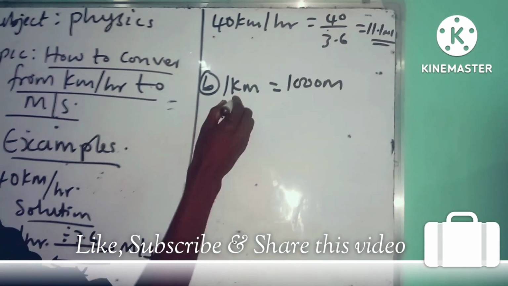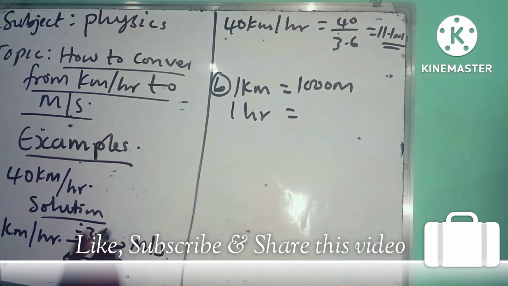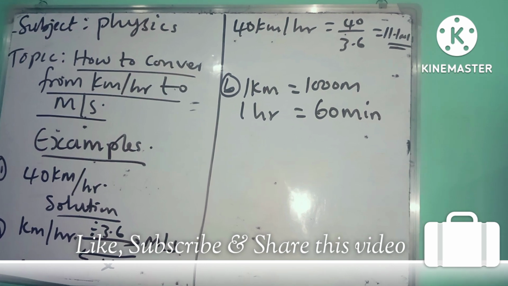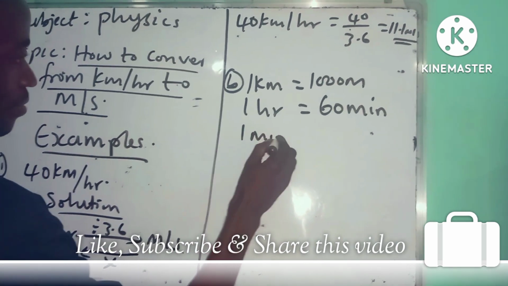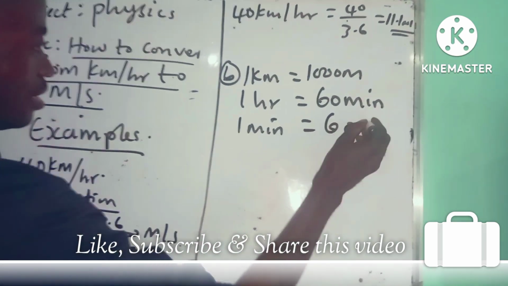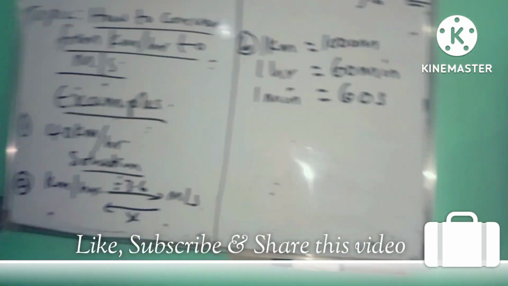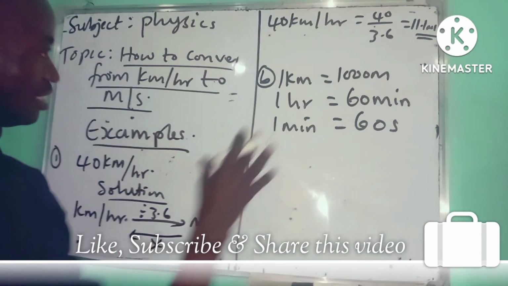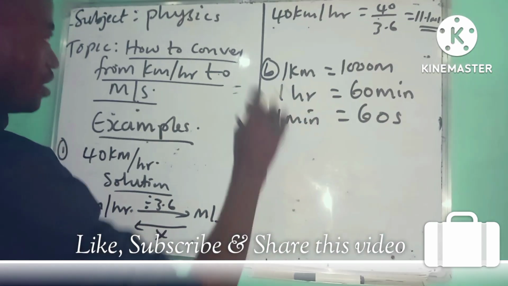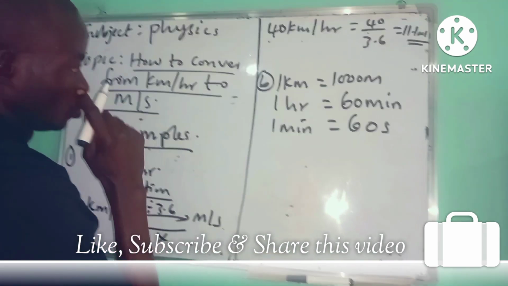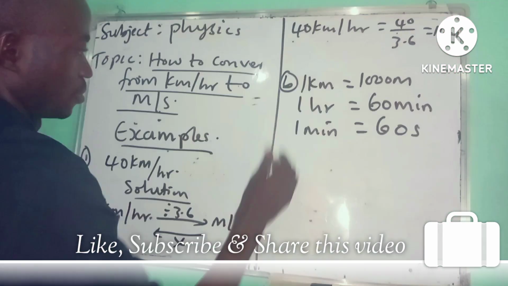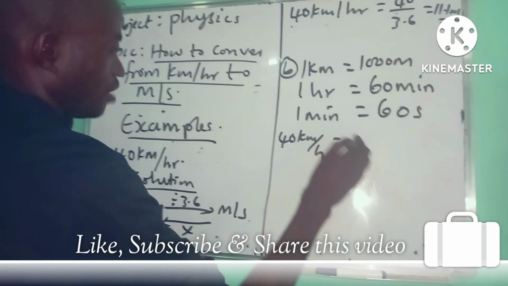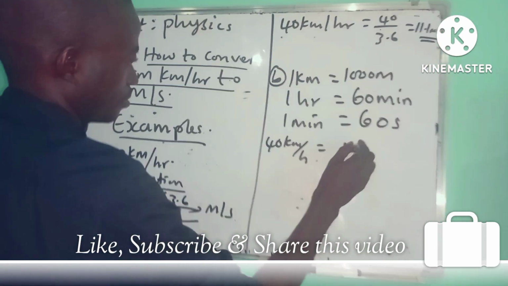And then 1 hour is equals to 60 minutes. And 1 minute is equals to what? 60 seconds. So these are the basic factors that we are expected to put in mind, or this is step 1 that we're supposed to know with respect to this. Now step 2 is, this is the question. You write it out, 40 kilometer per hour. We are converting to meter per second.